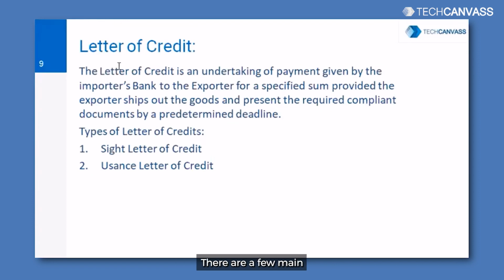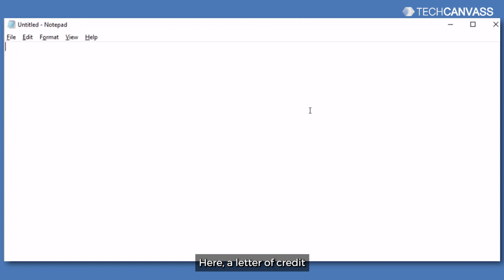There are a few main parties involved in a letter of credit. One is the buyer, the second one is the importer's bank, the third one is the exporter's bank, and the fourth one is the exporter. These are the main parties of the letter of credit. Here I'll tell you the parties first. As I said earlier, it's between seller and buyer. They will enter into the sales contract first, and then they will decide which transaction, which instrument they want to go with.